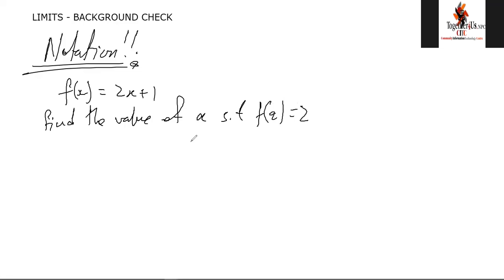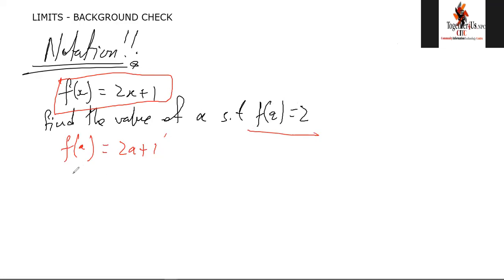Now, what is happening? You see, the simple solution to this is just use the rule. f of a is 2a plus 1. Now you are told that f of a is 2. So 2 is equal to 2a plus 1. Therefore, I can't do this algebra for you, you should know by now, a should be 1 over 2. Okay, that's it.